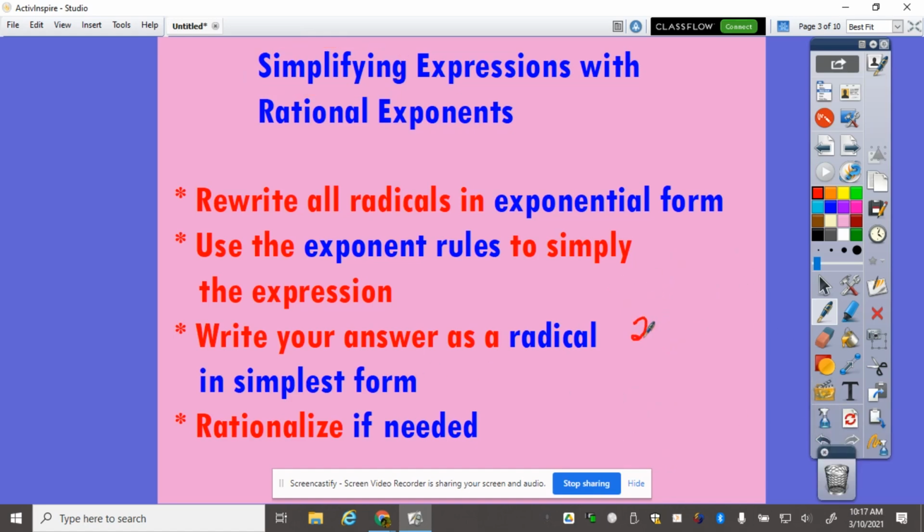Rationalize if needed. If you have 2 over square root of 3 as your final answer, don't forget that you're not allowed to have a square root in your denominator. So you have to multiply the numerator and the denominator by square root of 3. So the answer here is 2 square root of 3 over 3. Okay? All right.